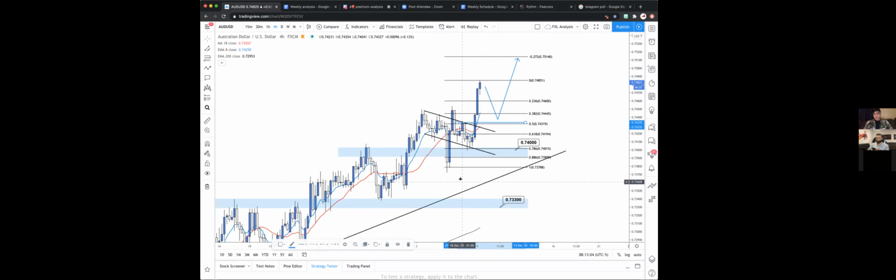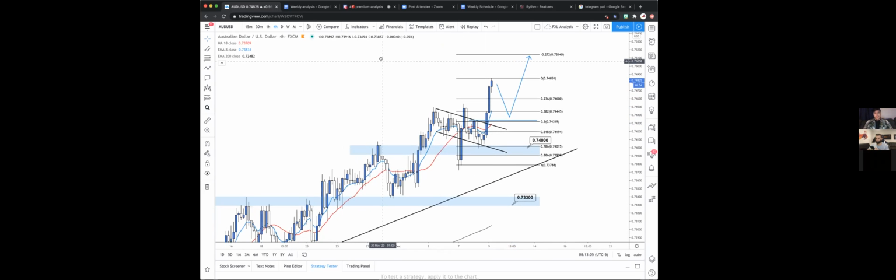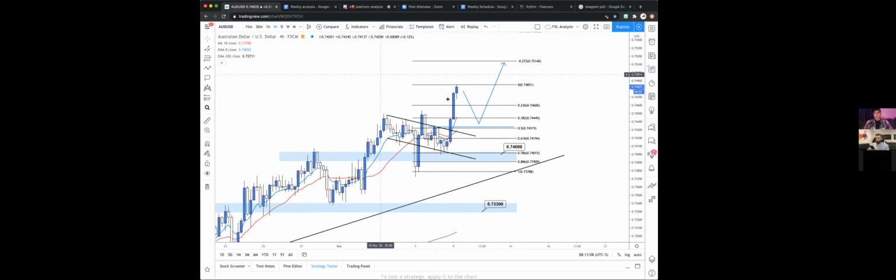Okay. So that's what we're looking for right now. Nice little AU long. Just need to see a pullback. Again, after a huge move, guys, you know, we're not looking to buy at this point.